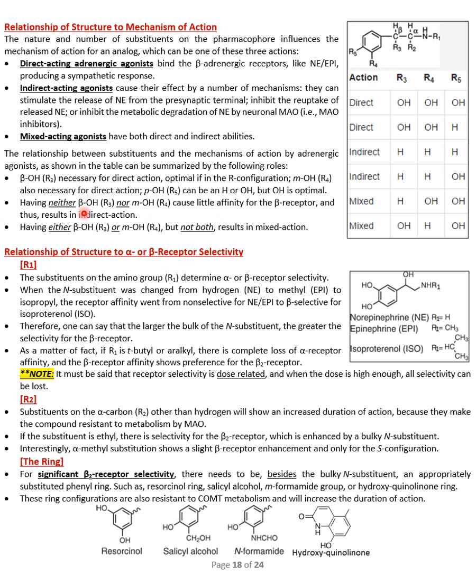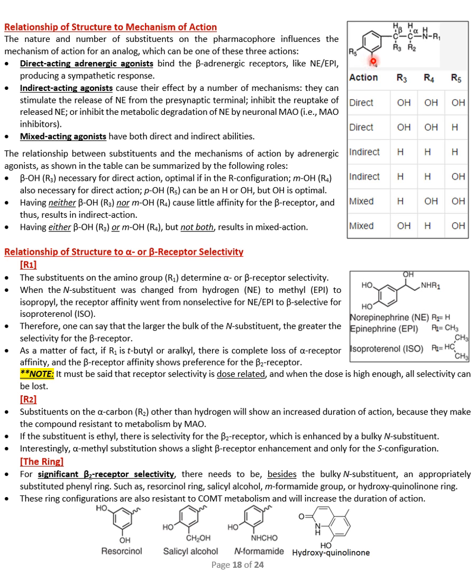So having neither OH on R3 nor OH on R4 would cause little affinity, and the result would be indirect action. Okay. Notice that of R4 and R5, one of them is in the meta position. In case you forgot your organic, we start counting from this link here. The first one is called ortho, the second one is called meta, and the farthest one is called para. And the same applies here. So the first one is ortho, meta, para.